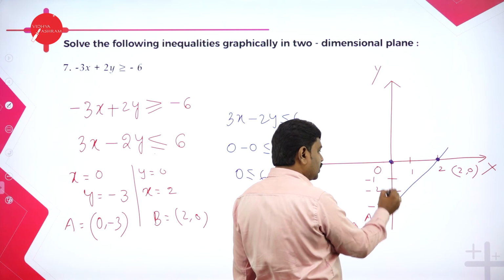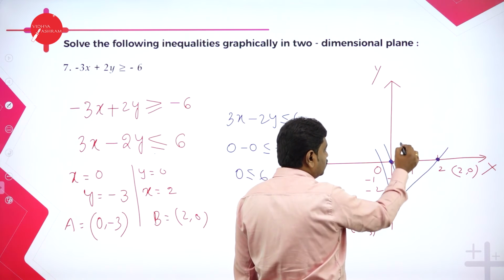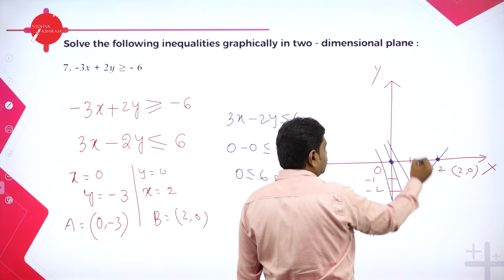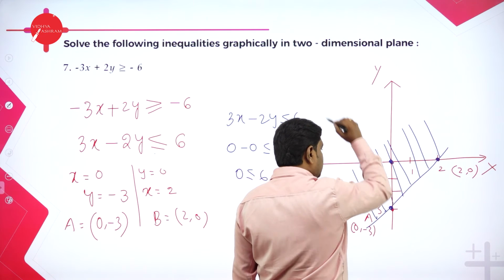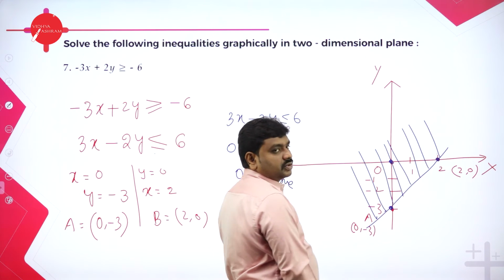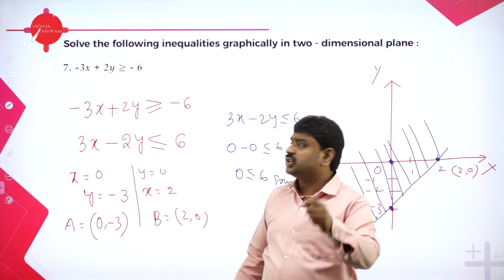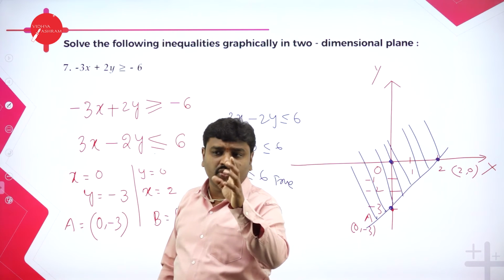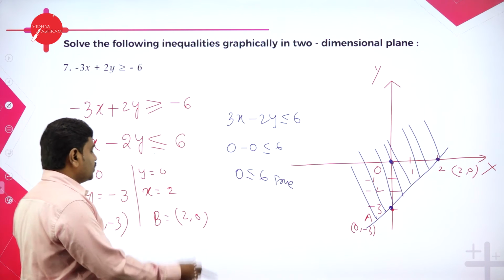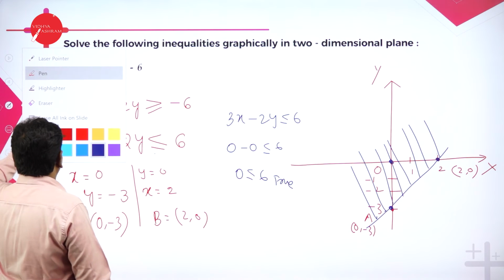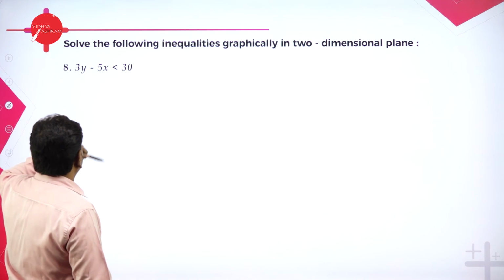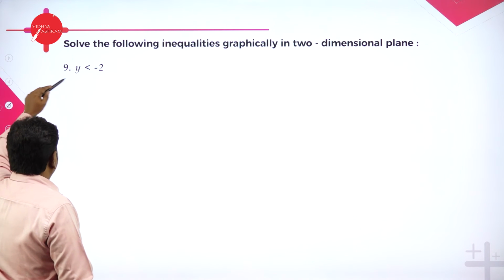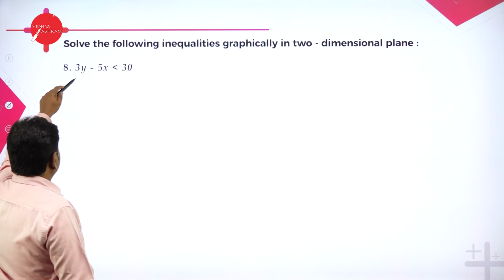So from the line I should go towards origin. The solution is towards the origin. Why? Because when I substituted origin in the inequality, I am getting true. If you get true, you should shade towards origin. Similarly, we have 3y minus 5x less than 30, which is also similar.